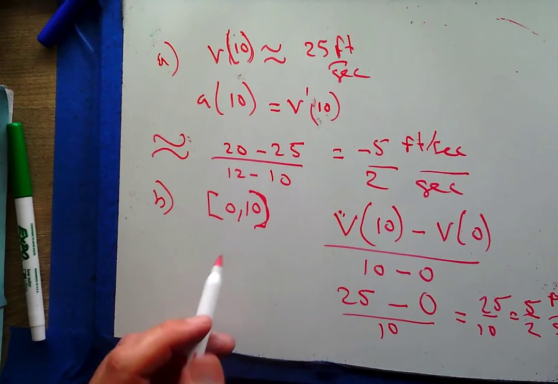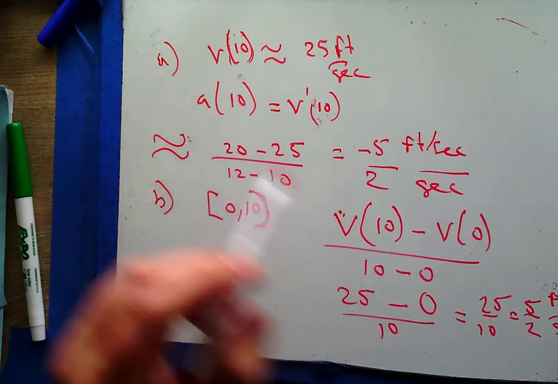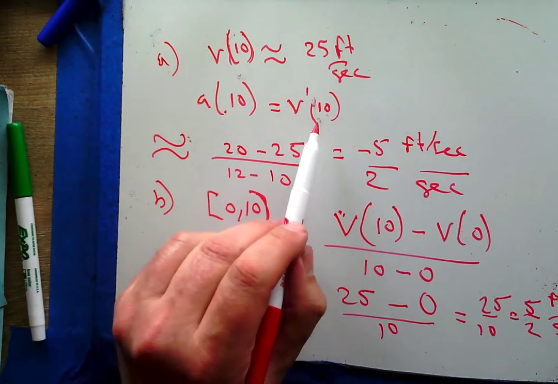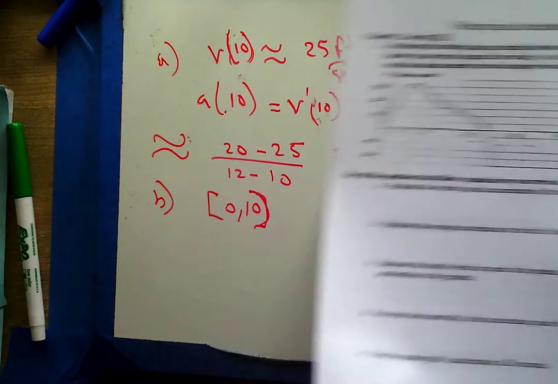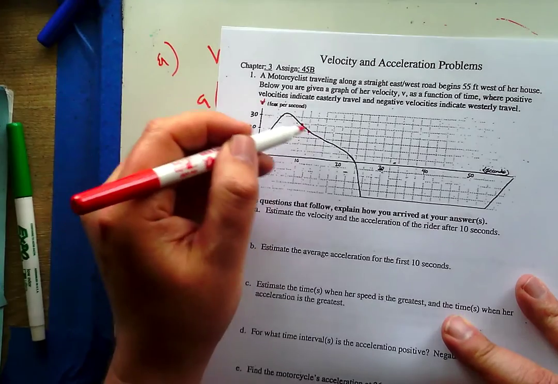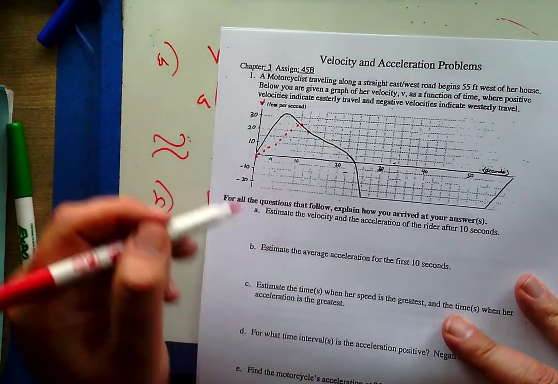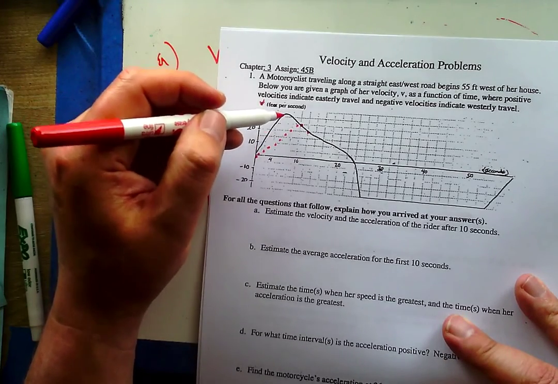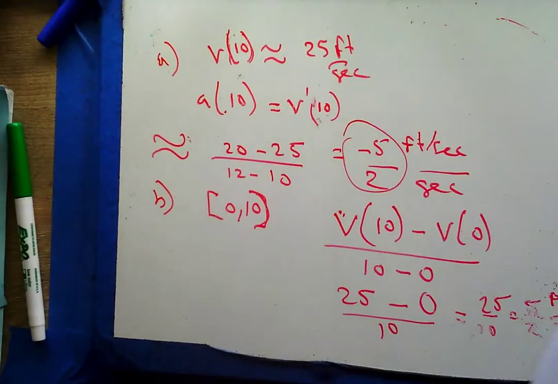Well, isn't that interesting? The average acceleration on 0 to 10 is a positive number, but acceleration at time equal to 10 is a negative number. That makes sense to me, because as I'm going from here to here, I see a positive slope. But if I'm just checking here at 10, I see a negative slope.